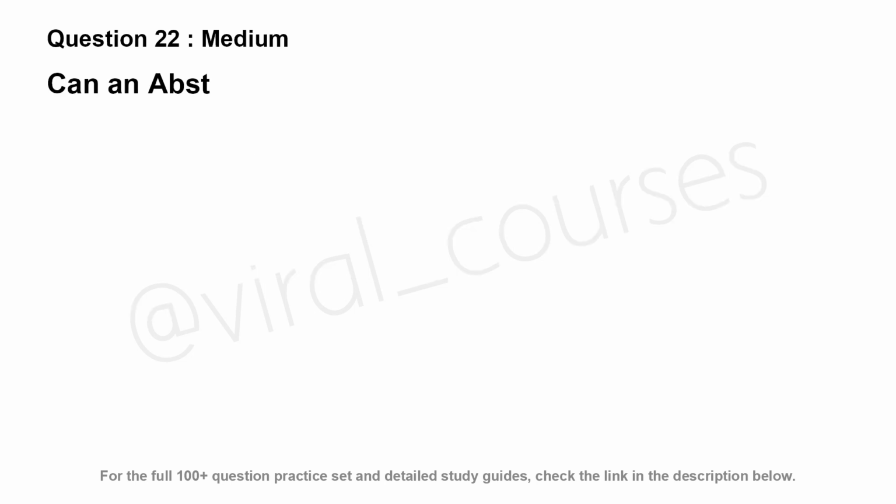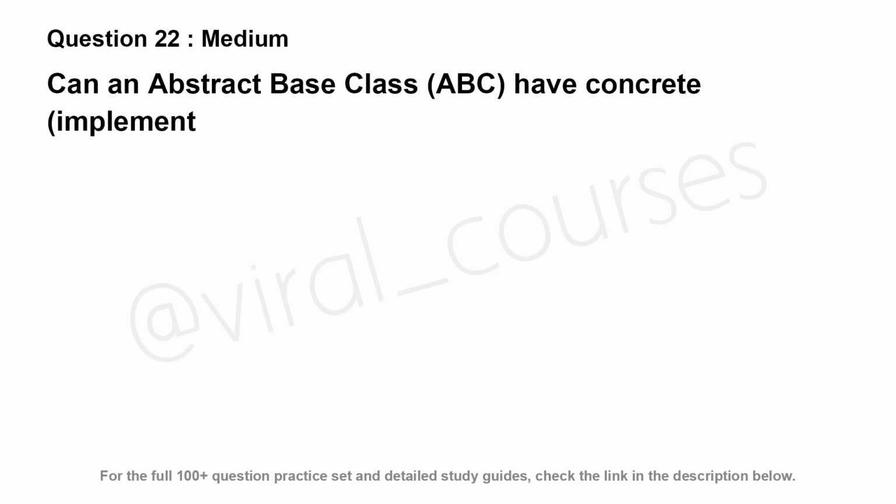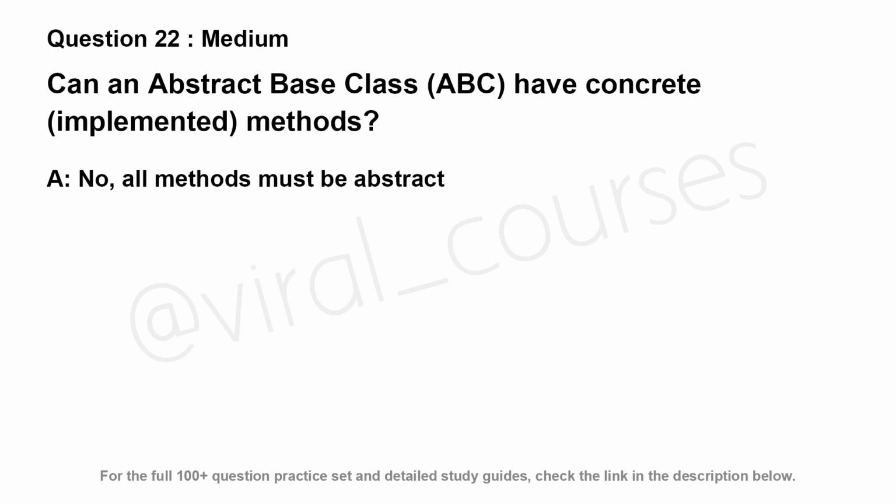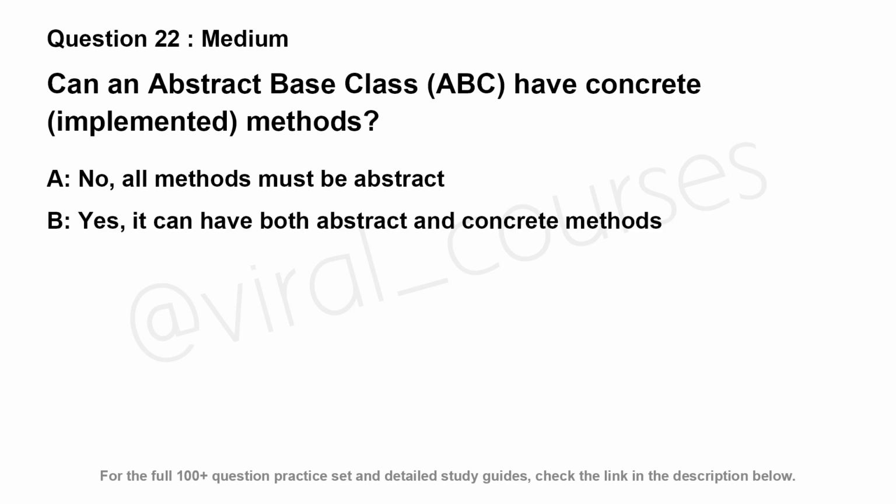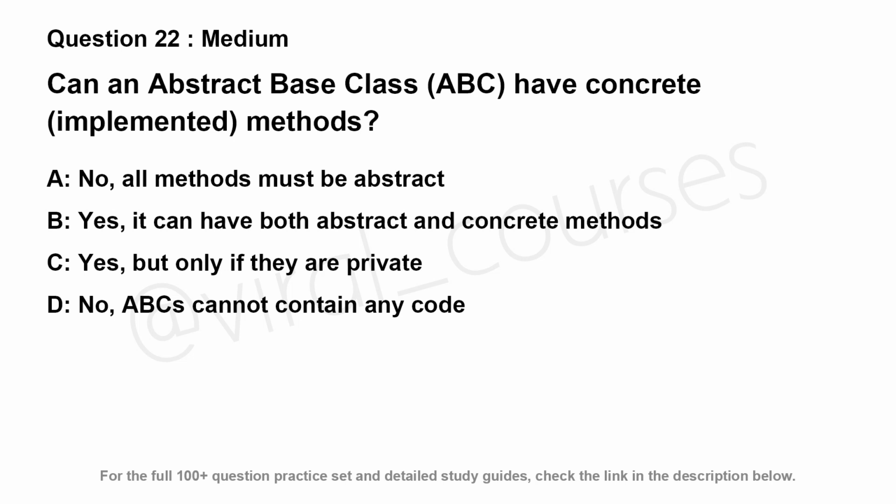Can an abstract base class, ABC, have concrete, implemented methods? Option A. No. All methods must be abstract. Option B. Yes. It can have both abstract and concrete methods. Option C. Yes, but only if they are private. Option D. No. ABCs cannot contain any code.